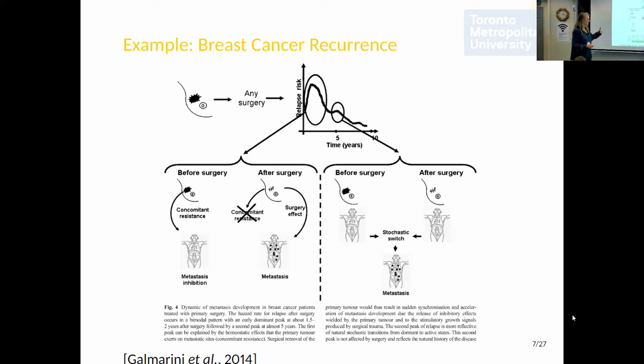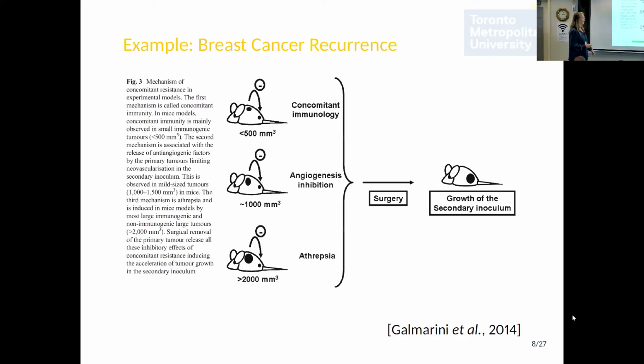So it's less targetable for treatment. So, getting to the idea of concomitant resistance, this is mouse data that I found. They broke it up into three groups based on how big the tumor is. If the primary tumor is small, but bigger than a small metastasis, then generally the fact that the metastasis is kept small is thought to be due to immunity.